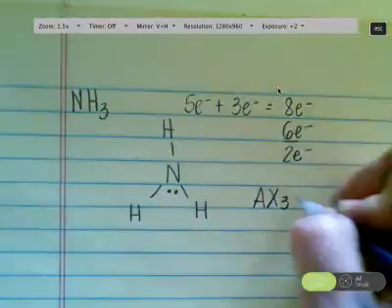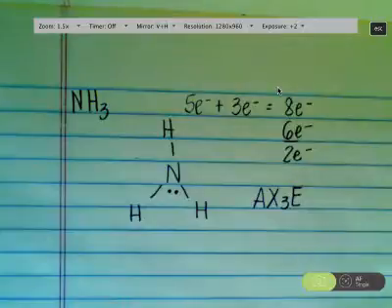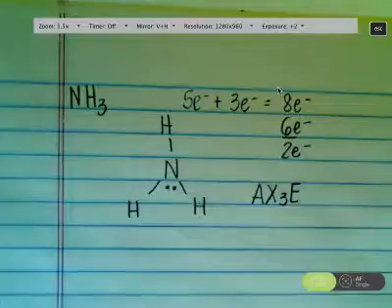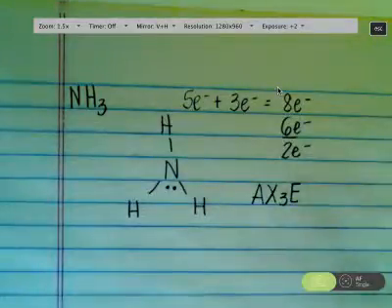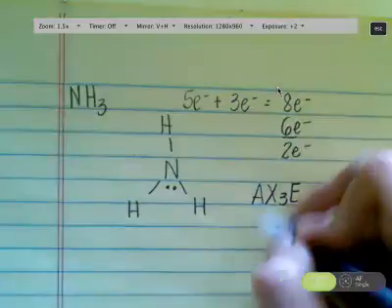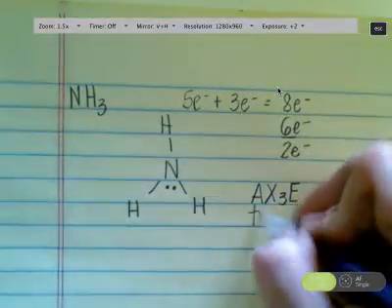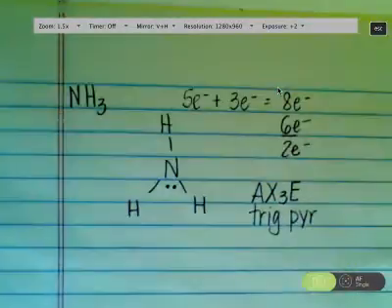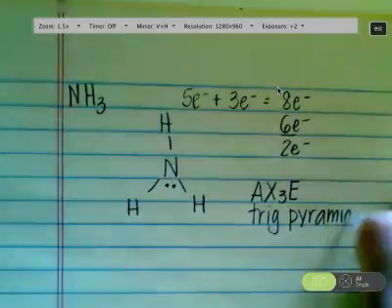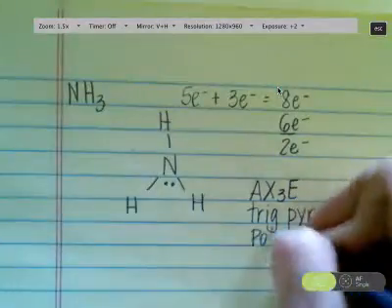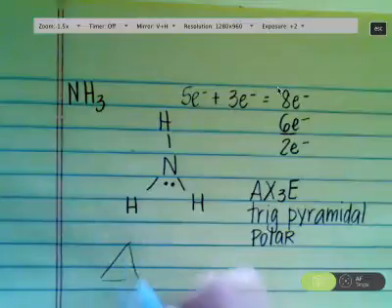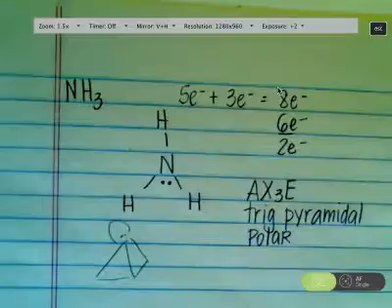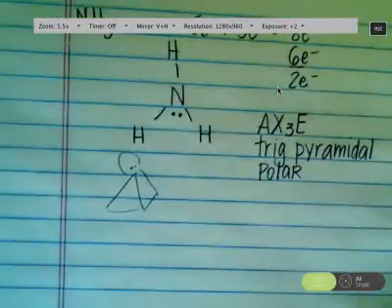AX3, what? E. So E is a pair. Just E because it's a pair. Exactly. If there were 4 dots, then it would be E2. Okay, so what's the shape of it? Trigonal pyramidal, right? And it's going to be polar because it looks like a little pyramid with a lone pair at the top. Anything with 1 lone pair on the center is always polar.